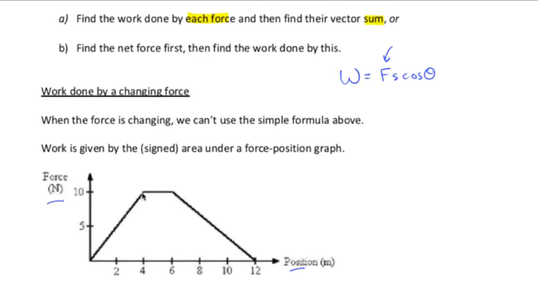So here's an example. This one has an area that's relatively easy to compute if we break it into these 3 sections. The area of this triangle is 20 joules. Newtons times meters gives us joules. In this one, this rectangle also has an area of 20 joules, and this triangle has an area of 30 joules. So if we add those 3 together, then we get a work of 70 joules. Positive because it's above the position axis. So that's an introduction to work and how to find work with a constant force and a changing force.